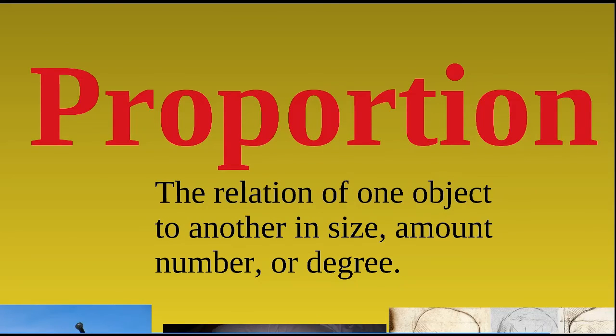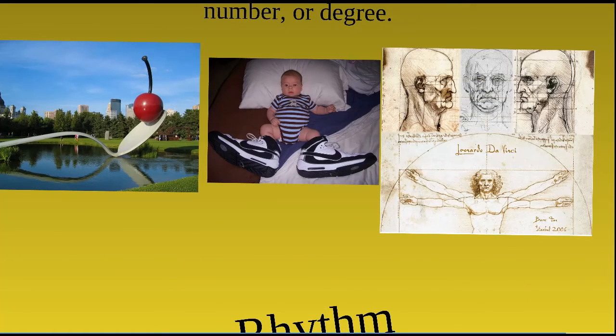The proportion, the relation of one object to another in size, amount, number, or degree. When we say proportion, it is something like when you have one on the left, you should have one on the right, and they should be proportional to each other. They should complement each other. You see it? The works of Leonardo da Vinci are proportional drawings.